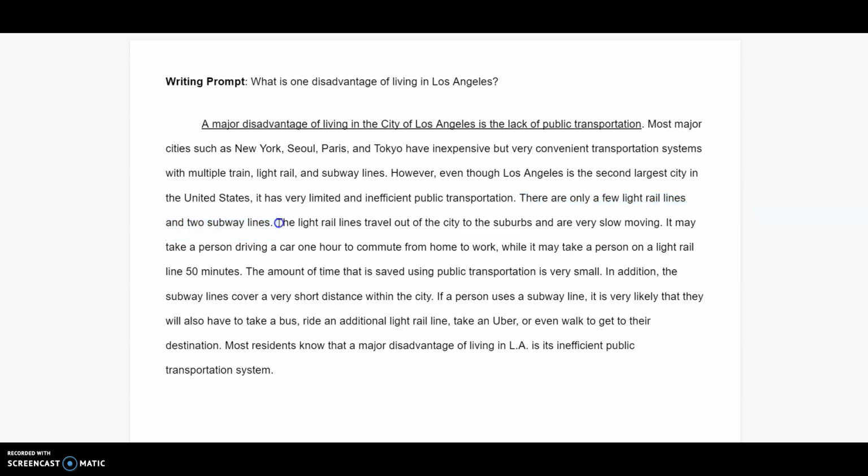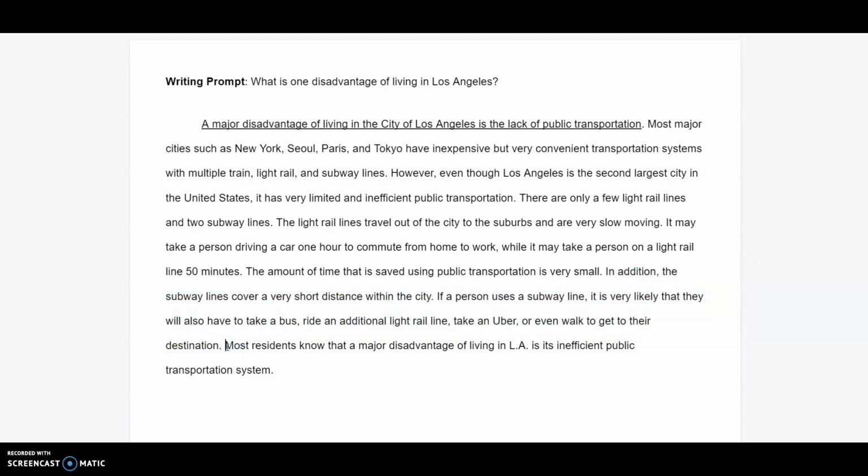Then the writer specifically explains a little bit of details about the light rail lines and how inefficient they are. So this part right here is all about the light rail lines. Starting from this point, in addition, the writer starts discussing the subway lines. And actually, this discussion of the subway lines ends right here.